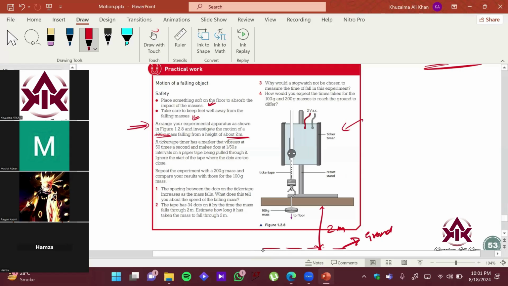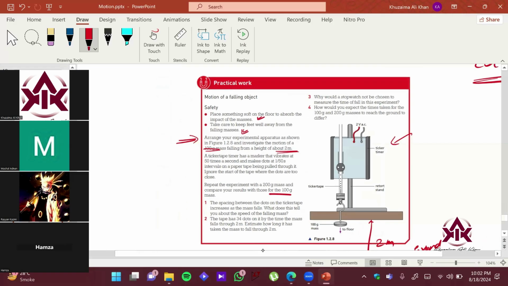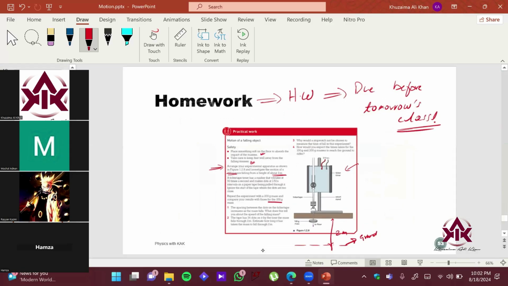A ticker timer has a marker that vibrates 50 times a second and makes dots at 0.02 second intervals on a paper tape. Repeat the experiment with 200 grams and compare your results with those of 100 grams. Okay? So now what is a ticker tape timer? Let me tell you, so that afterwards the exam question is easy. So what is a ticker tape timer?